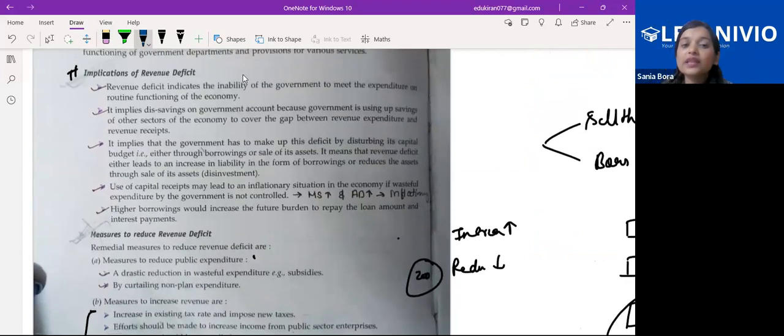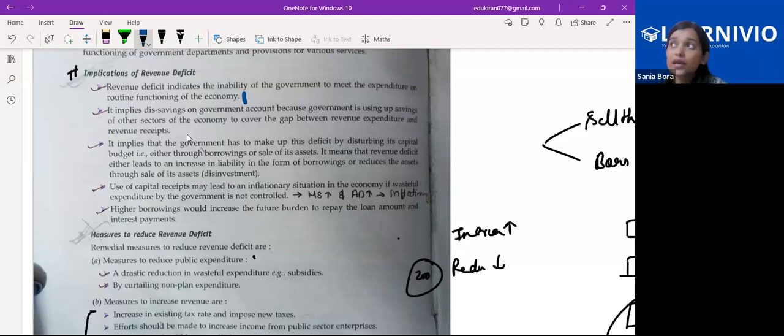Revenue deficit indicates the inability of the government to meet the expenditure on routine functioning of the economy. So whenever you see that the government is unable to meet the deficit, that is called revenue deficit. Second, it implies dissaving on the government's part, because the government is using up the savings of other sectors of the economy to cover the gap between revenue expenditure and revenue receipt. For example, I had 1,000 rupees for my birthday party, but the bill was 1,200. So either I borrow from somebody or I use my savings.